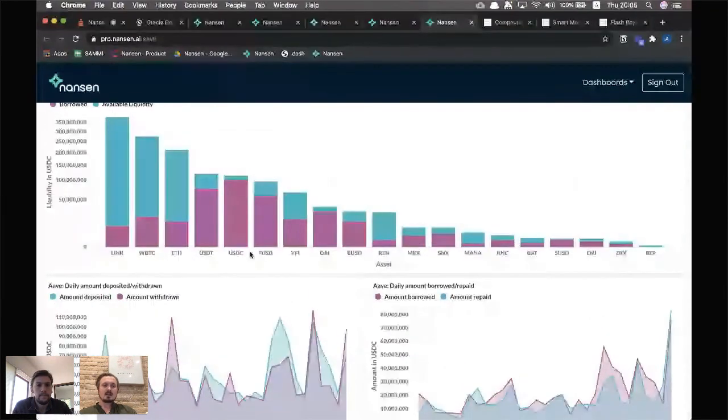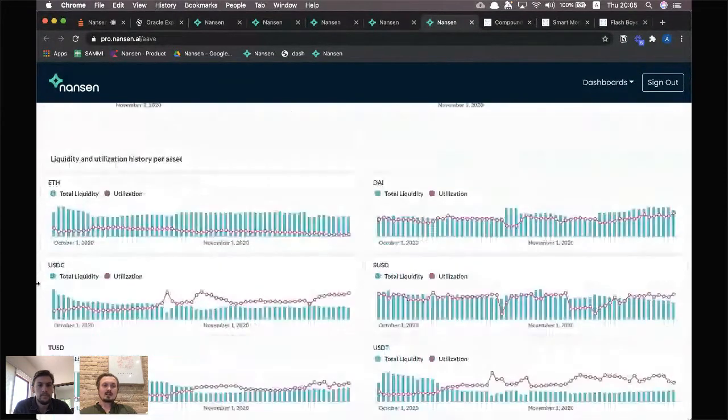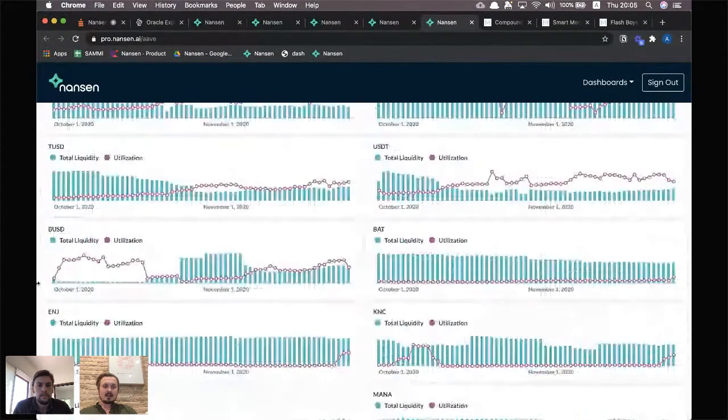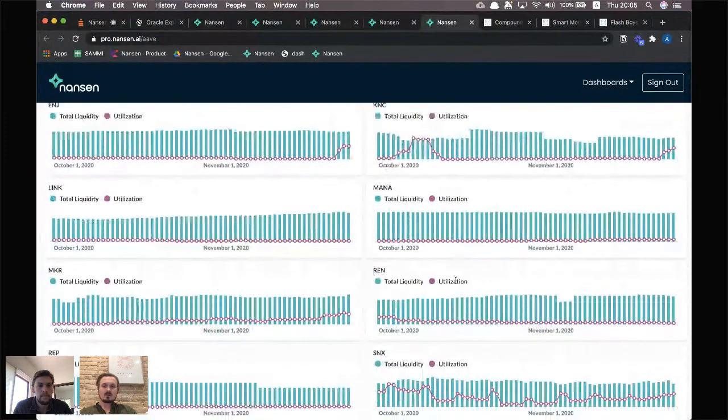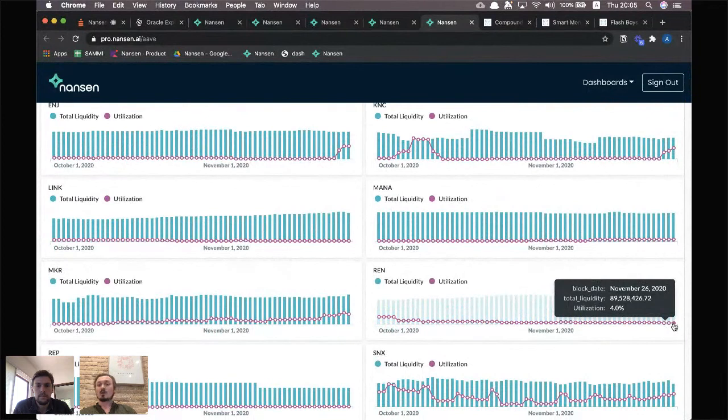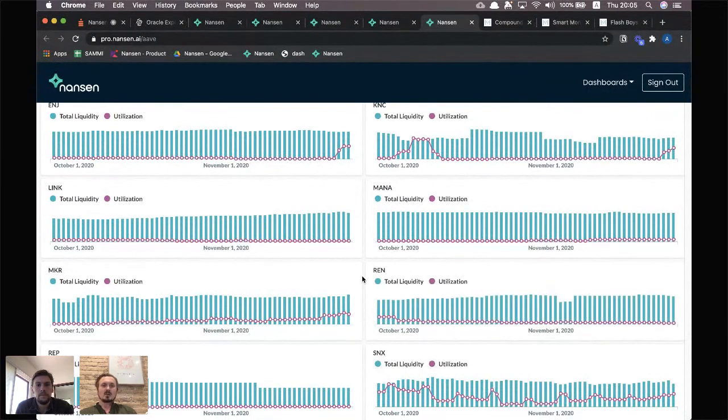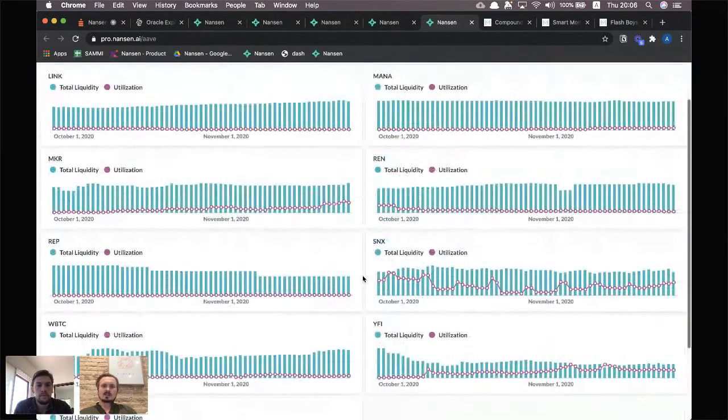So that's USDC up here. And then if you look at something like REN, which has a very low utilization, if I can find that in this dashboard, let's see, here we go. You see here, right, it's very low, 4%. So it's super low. And so you could see, are there interesting movements here?